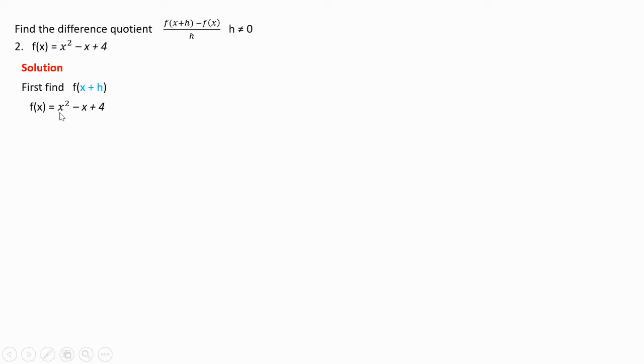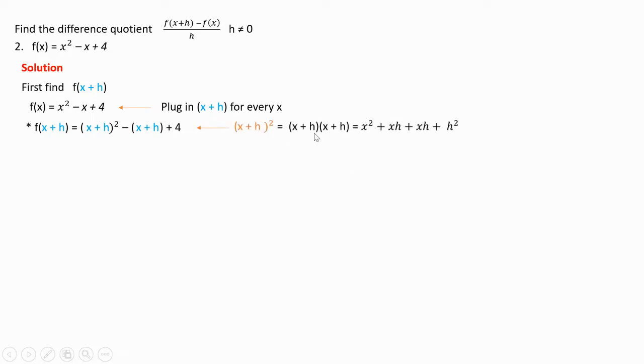This means I'm going to go to every x and plug in x plus h. So I plug in x plus h for the x here, and x plus h for the x in the minus x. Now here, I have to do the FOIL. x plus h squared is x plus h times x plus h. Doing the FOIL, x times x gives x squared, x times h gives xh, h times x gives xh, and h times h gives h squared. So this reduces to x squared plus 2xh plus h squared.